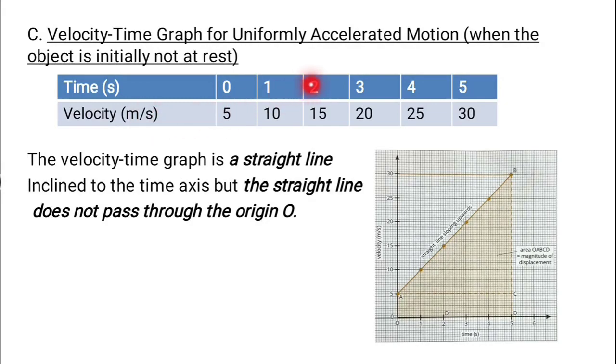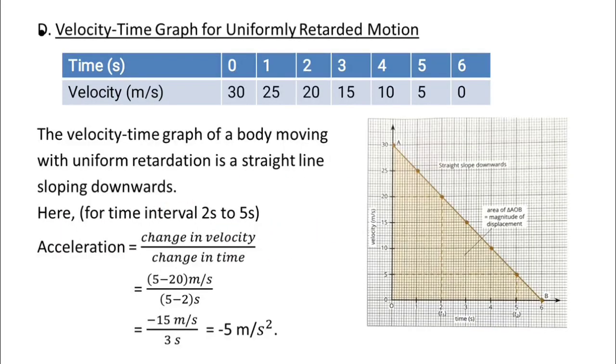By plotting the above data, we have the following graph, which shows that the velocity time graph is a straight line inclined to the time axis, but this time the straight line does not pass through the origin. Velocity time graph for uniformly retarded motion.